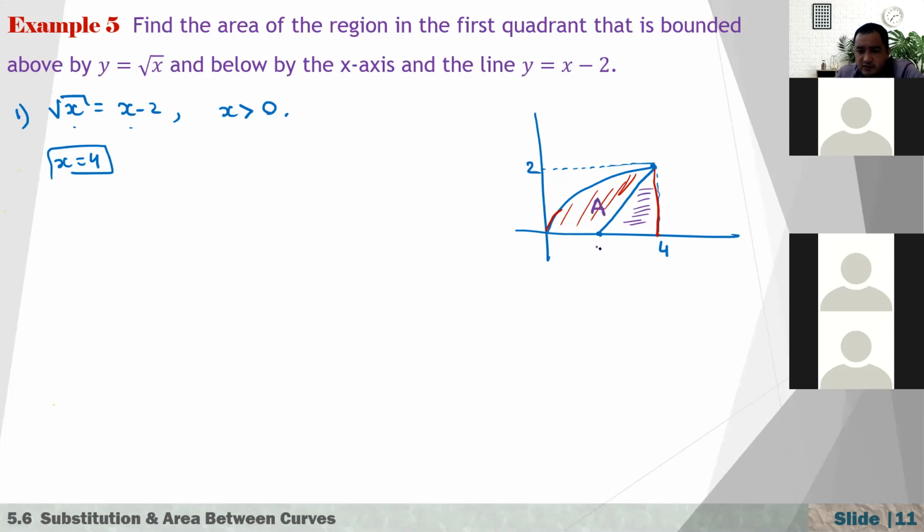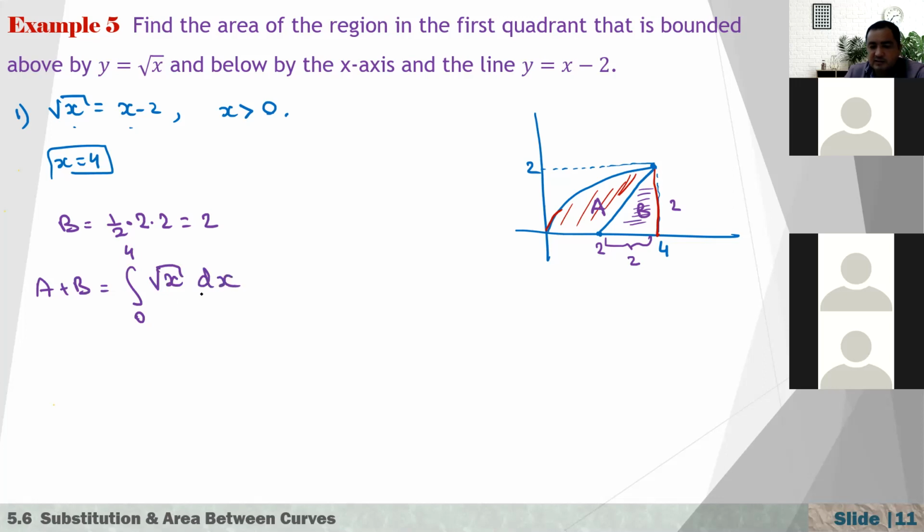What is the area of the triangle? This one is 2, and this one is 2. And how about the height? Height is 2. Let's call the triangle's area B. The area of B is equal to 1 over 2 times 2 times 2, that's equal to 2 units squared. Now if I find A plus B, what is A plus B? A plus B is equal to the integral from 0 to 4 of square root of x dx.